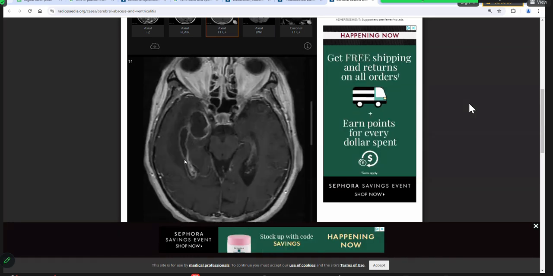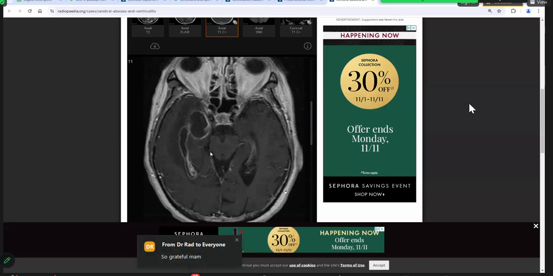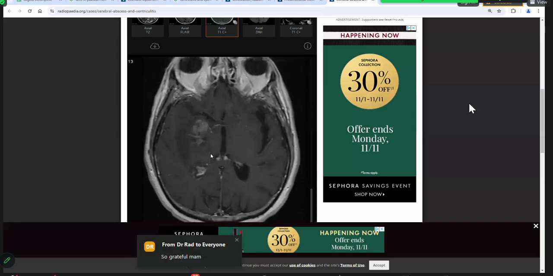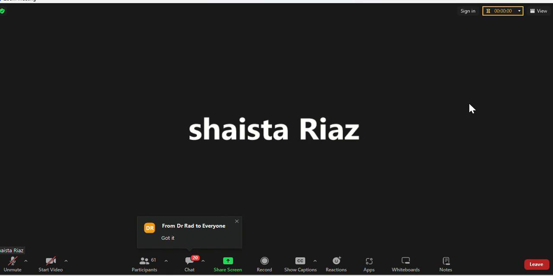See the way that is enhancing and this is not enhancing. So that's ependymitis, and the ependyma is enhancing and leading to ventriculitis basically. So I think they can be used synonymously, something like that. Okay, so this was this case. There are some more questions.